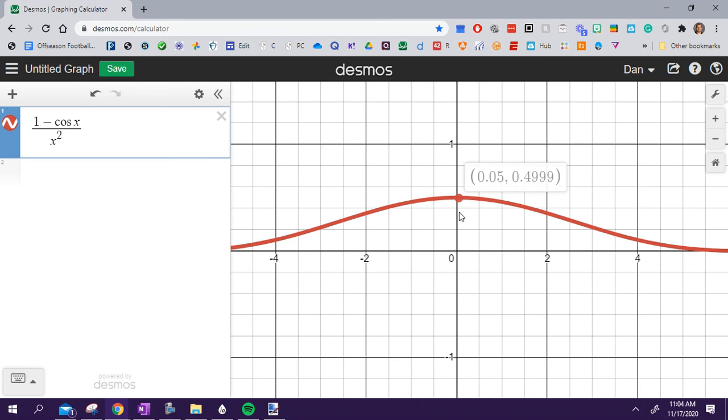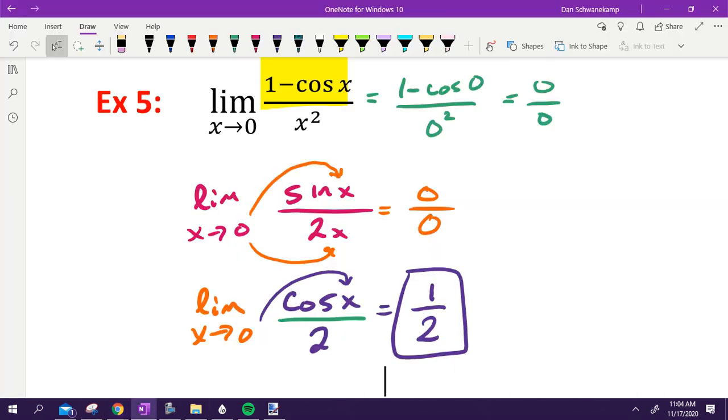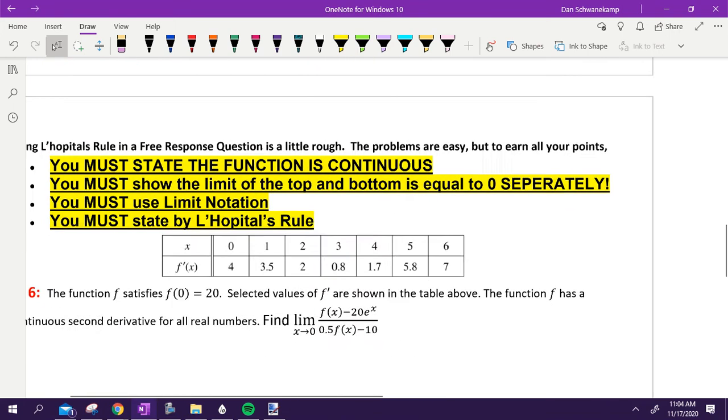Again, don't lose sight of what we're doing. We're finding the limit. It's undefined there. That's why when we plug in, we get 0 over 0. We found the limit as we did it. All right, flip this over to the backside.